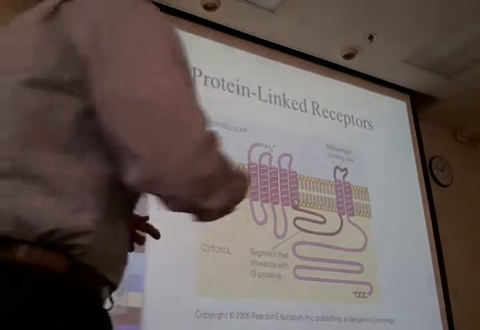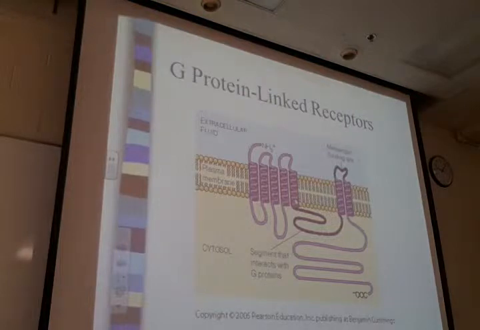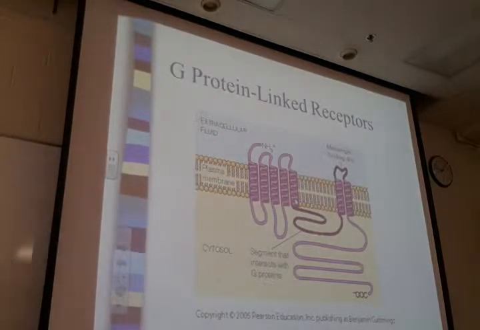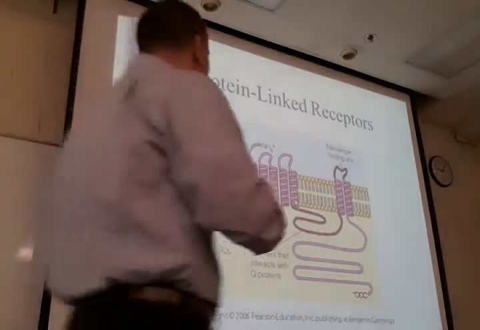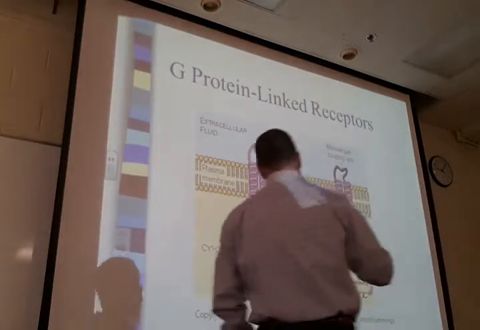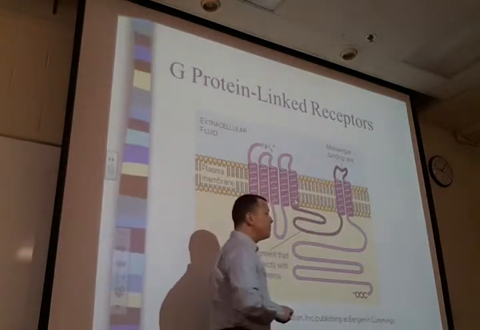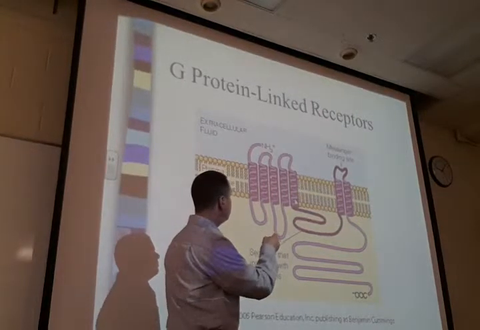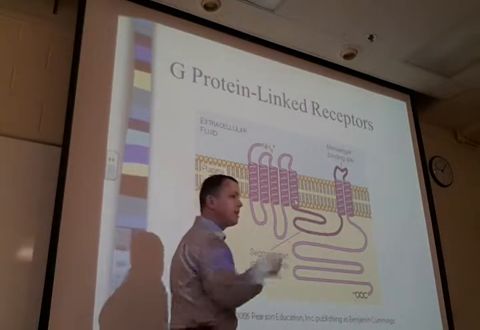Lovely. Okay, our third and final type of receptor is called a G protein linked receptor, because they are going to work through proteins called G proteins that we'll look at in a second. The receptor is shown here. Often the G protein linked receptors are what are called 7 transmembrane receptors, because they cross the membrane 7 times. 1, 2, 3, 4, 5, 6, 7.